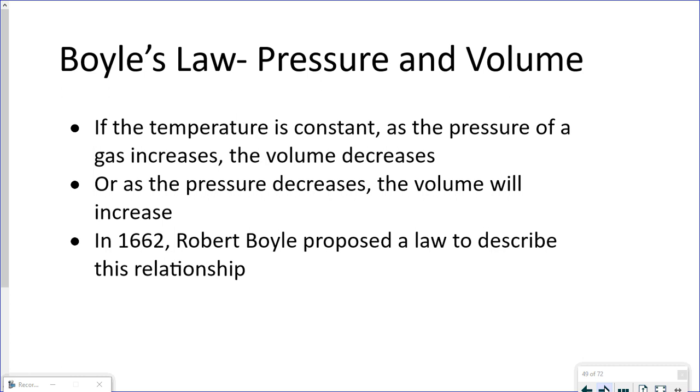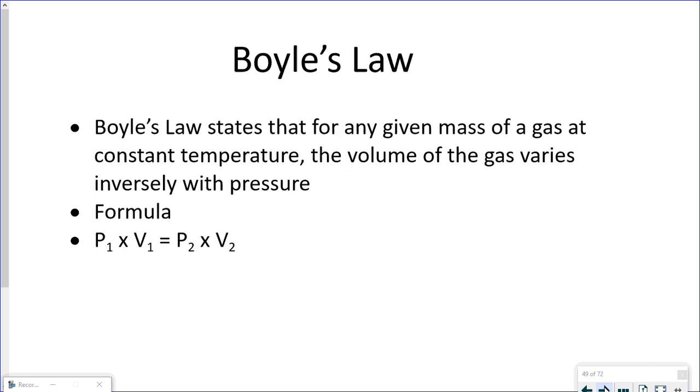So let's look at our first gas law we're going to deal with. Today we're going to look at 3 individual gas laws and then look at the combined gas law that includes all 3 of them. So with Boyle's law, which is looking at how pressure and volume are related, if the temperature is constant, as the pressure of a gas increases, volume decreases. And same thing, if pressure decreases, volume will increase. So Boyle's actual law states that for any given mass of a gas at a constant temperature, the volume of the gas varies inversely with pressure.